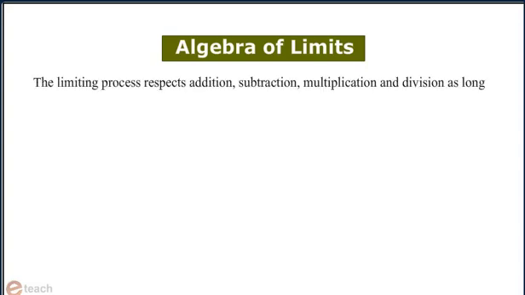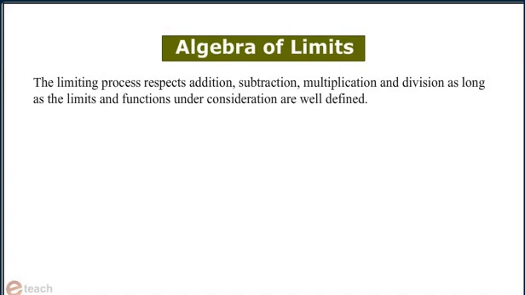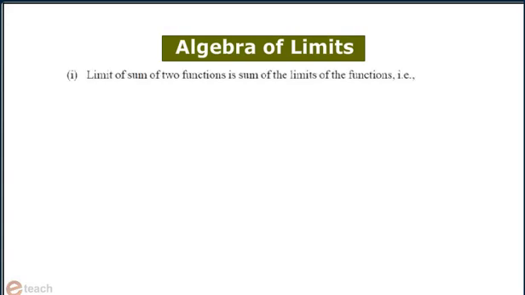The limiting process respects addition, subtraction, multiplication, and division as long as the limits and functions under consideration are well defined. Come, let's formalize these as a theorem. Number 1. Limit of the sum of two functions is the sum of the limits of the functions, that is, limit x tending to a, f(x) plus g(x) equals limit x tending to a f(x) plus limit x tending to a g(x).